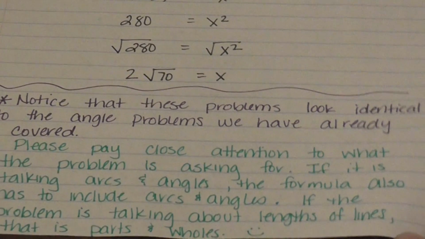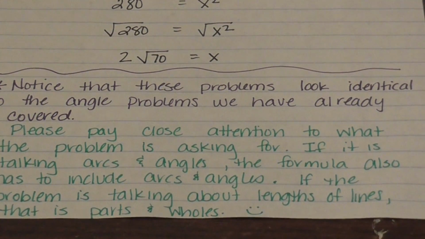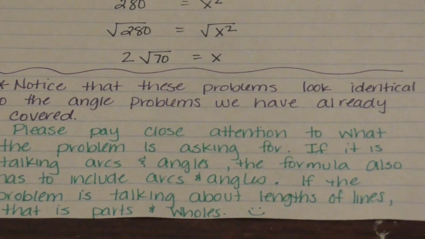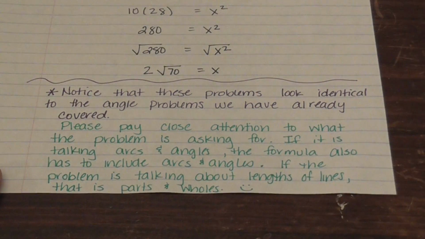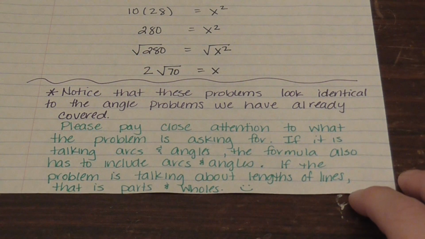Now, special notice here. These problems are identical to the angle problems that we've already covered. Please pay close attention to what the problem is asking for. If it's talking arcs and angles, the formula is also going to include arcs and angles. If the problem's talking about lengths of line, that's where we're using the parts and the outsides and the wholes.